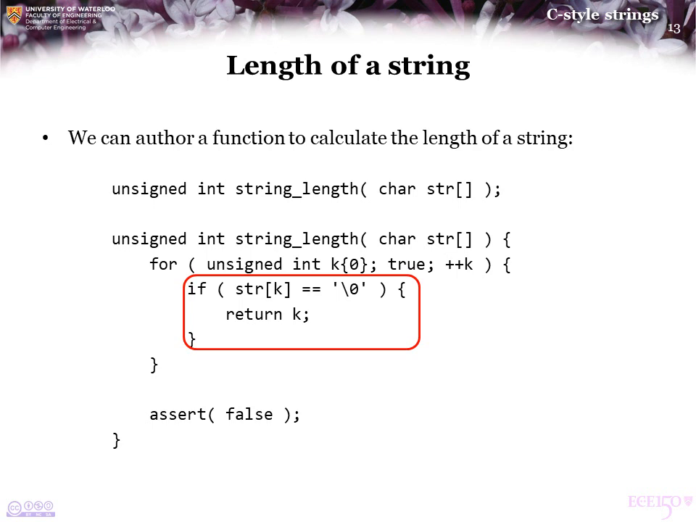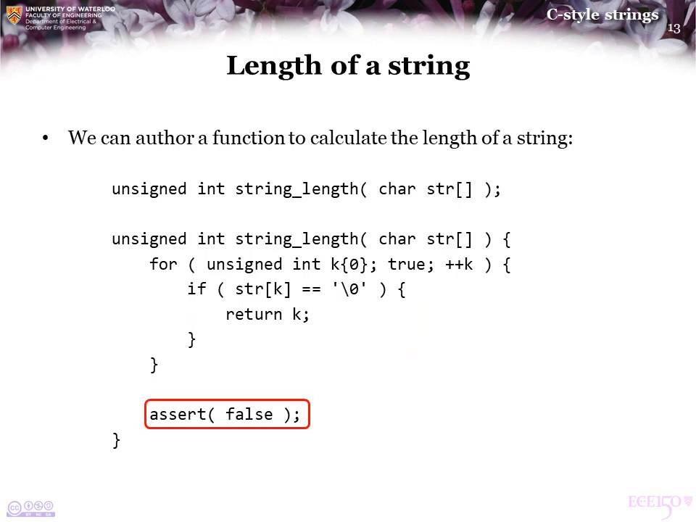You will notice that the second condition, or the condition of the for loop, is true. This loop will never stop until we find an entry of the character array that is the null character. So consequently, at the bottom, I include an assert false. So if this function ever gets to this statement, that assertion will fail because false can never be true. And so that's just protecting myself as the programmer.